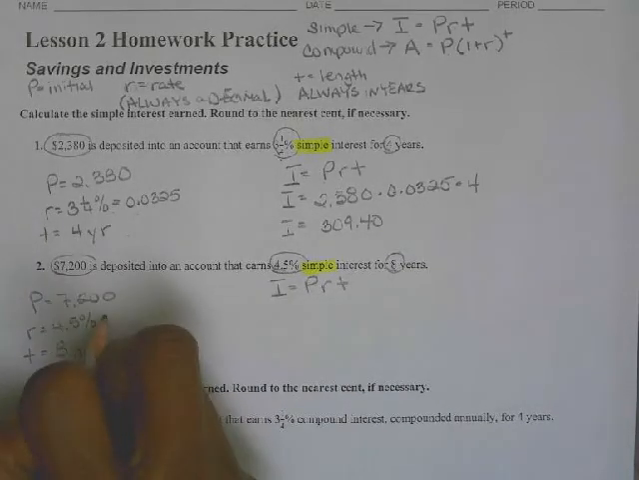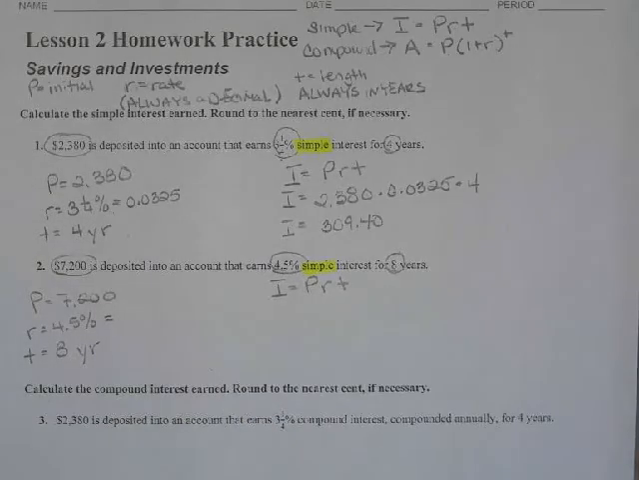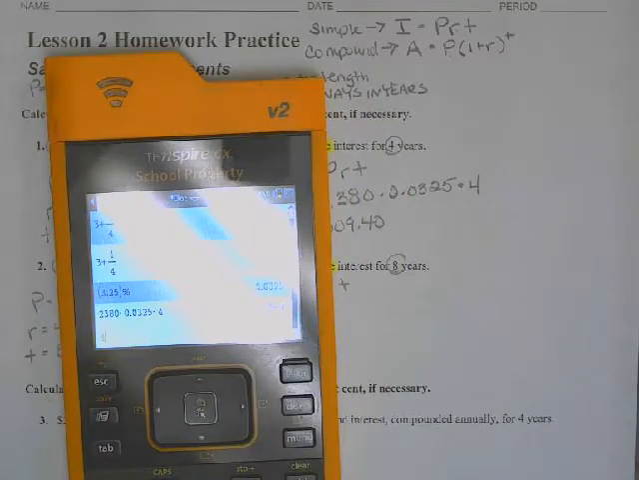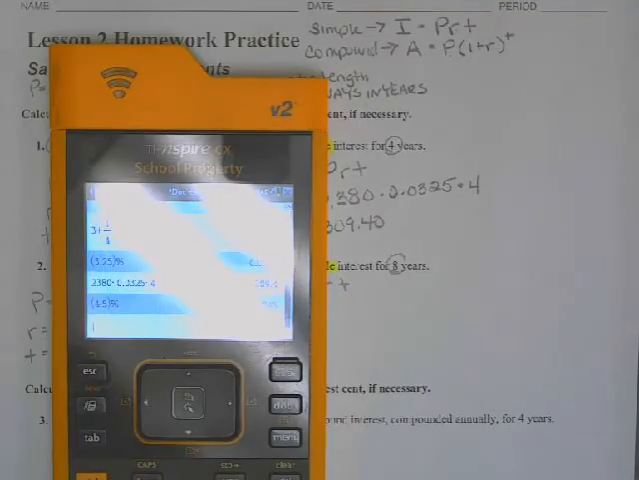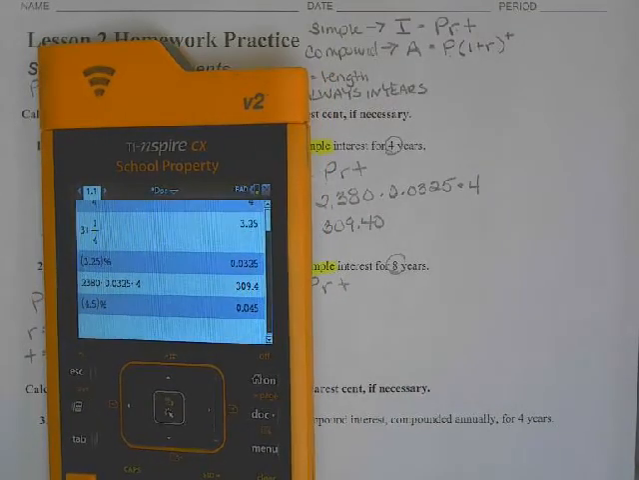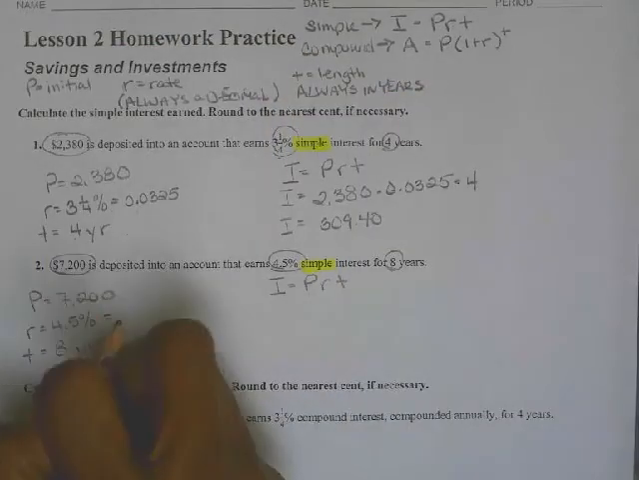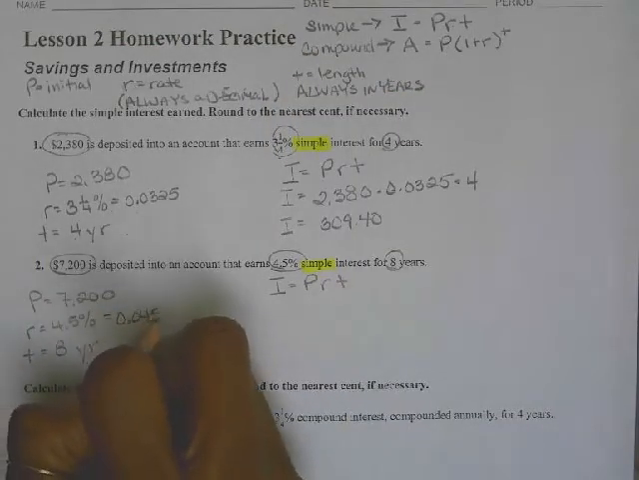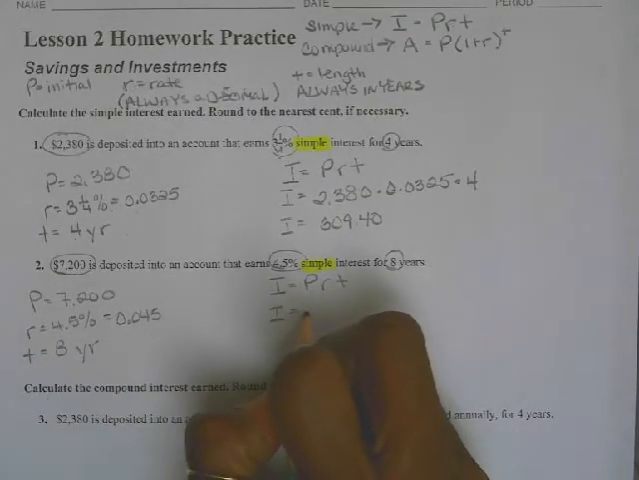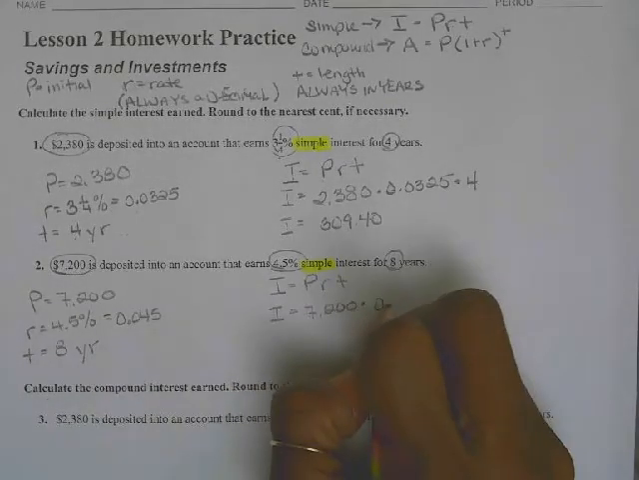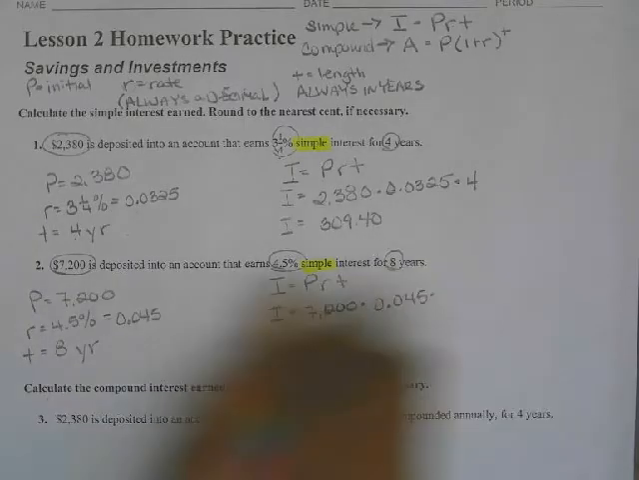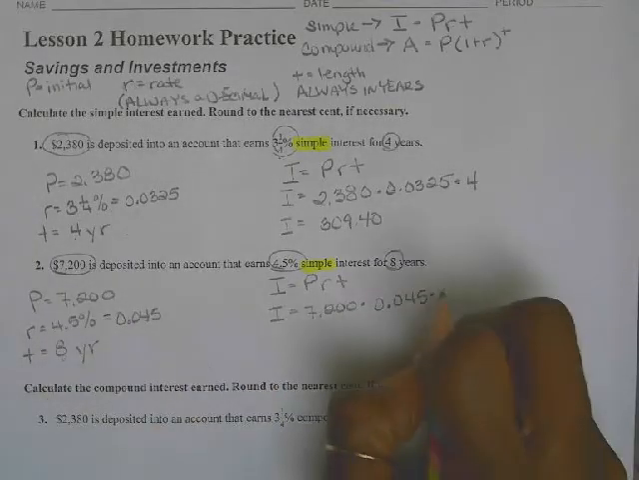Hold on, Ms. Johnson, you didn't change your rate into a... I know, I got you. So, 4.5, go to your percent sign. As a decimal, looks like 0.045. Now I'm ready to go ahead and put it in over here. So I have my P, which is 7200, times my rate that I've changed to a decimal, times my time, my length, which is already in years.